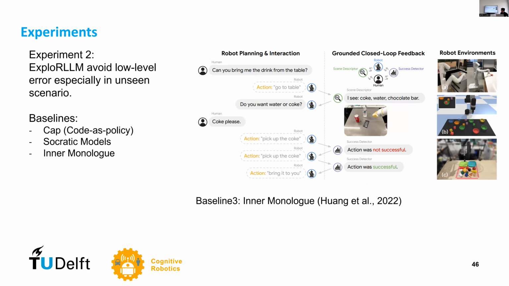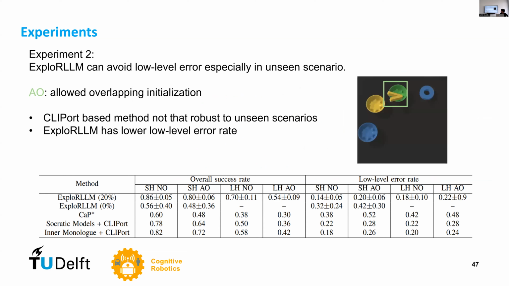Another baseline to compare is Inner Monologue. It is also a work from 2022, and it also uses a large language model for planning and uses grounded closed-loop feedback as the large language model grounding. It also uses CLIPort as a low-level goal policy, as in Socratic Models. And this is our result.